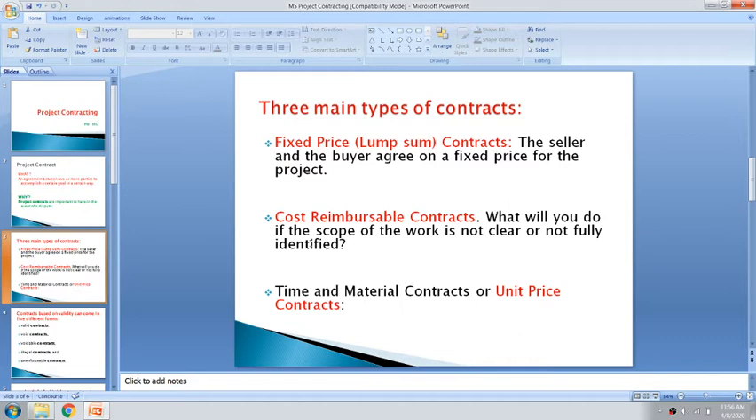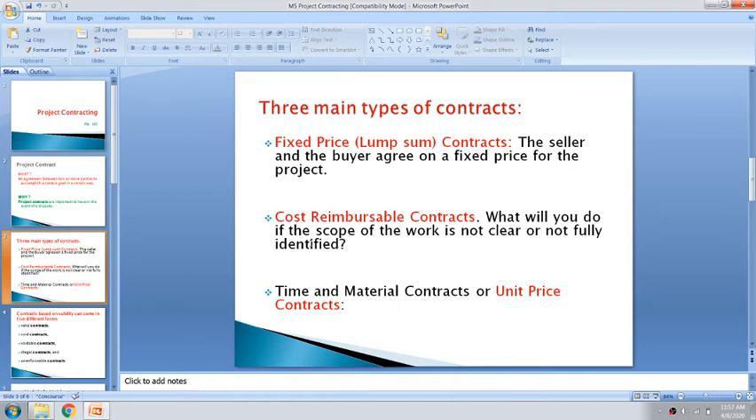The third one we call the unit price contract. It is sometimes also known as a time and material contract. It is purely based upon per unit of material or per unit of work being carried out, and the money will be paid by the owner to the contractor. So these are the three different types of contracts existing as of today.